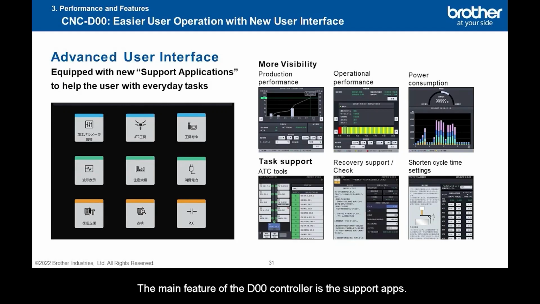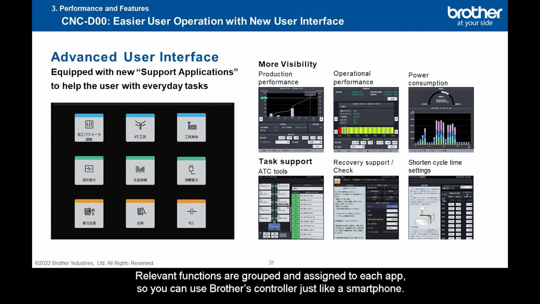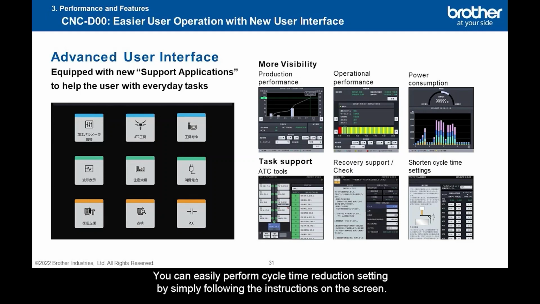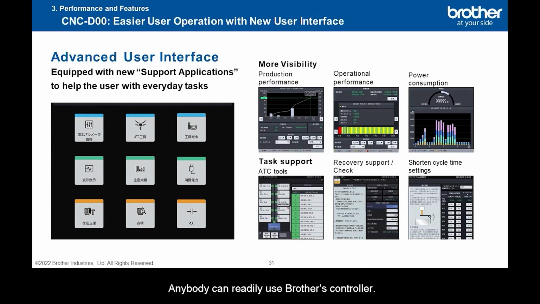The main feature of the D00 controller is the support apps. Relevant functions are grouped and assigned to each app, so you can use Brother's controller just like a smartphone. For example, touching "adjust machining parameter" displays options to improve the machining surface or items to reduce the cycle time. You can easily perform cycle time reduction setting by simply following the instructions on the screen. Anybody can readily use Brother's controller.